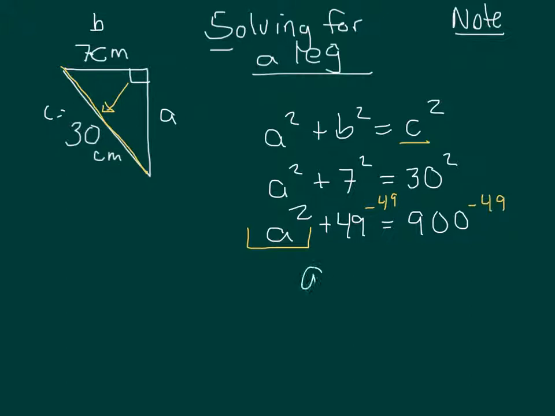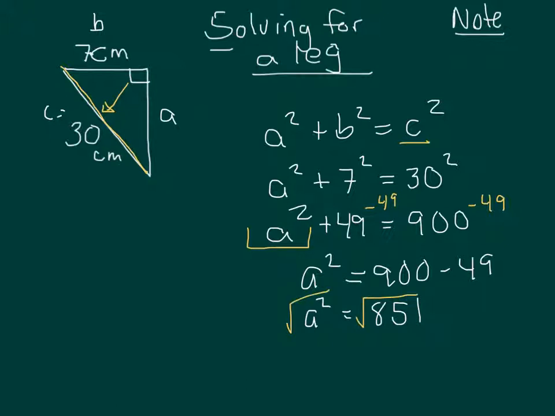And I'm going to have A squared equals 900 minus 49. A squared is then equal to 851. And now I need to take the square root of both sides. So I have A equals 29.17. So therefore, side A, or leg A, is 29.17 centimeters long.